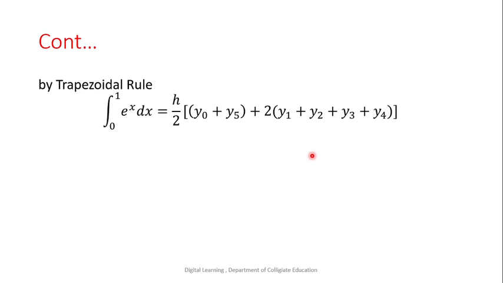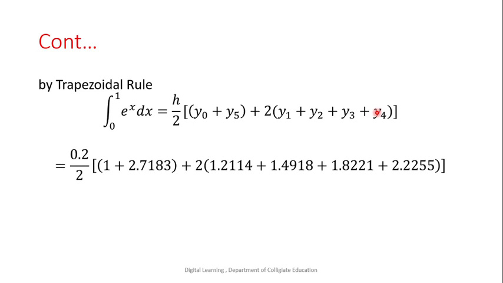Integral from 0 to 1 of e power x dx is equal to h by 2 times y0 plus y5. Here the extreme values in the previous table are y0 and y5, plus 2 times the sum of the remaining ordinates y1, y2, y3 and y4. Now substitute the values of these elements and simplify. We get the approximate value 1.72197. This is the value of integral from 0 to 1 of e power x dx.